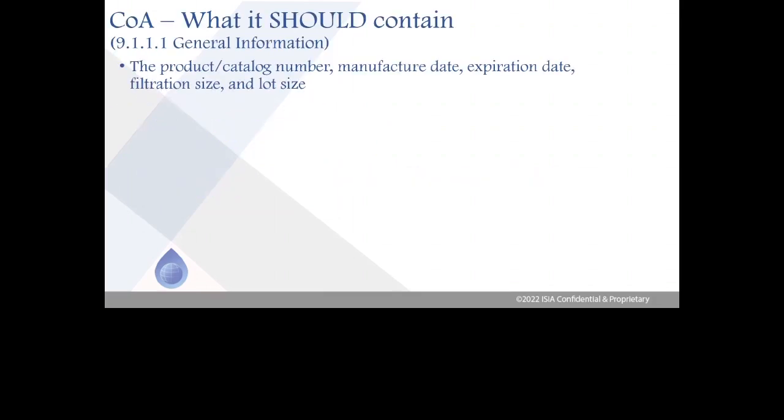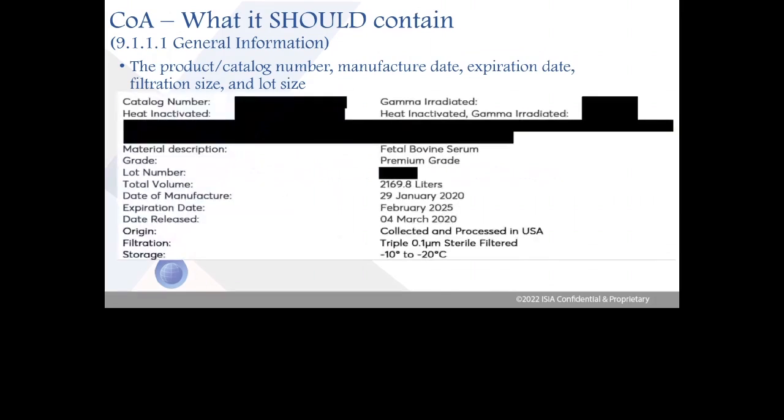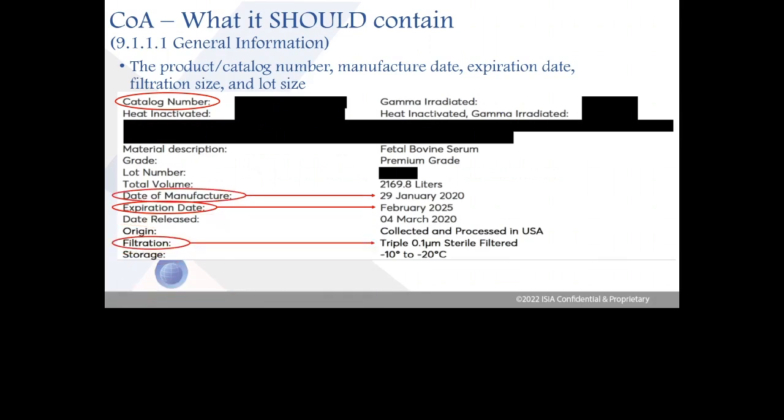So, what should a C of A contain? At a minimum, for general information, the C of A should show the product or catalog number, the expiration date of the product, the filtration size, the date of manufacture, and the lot size. Why do these items matter?